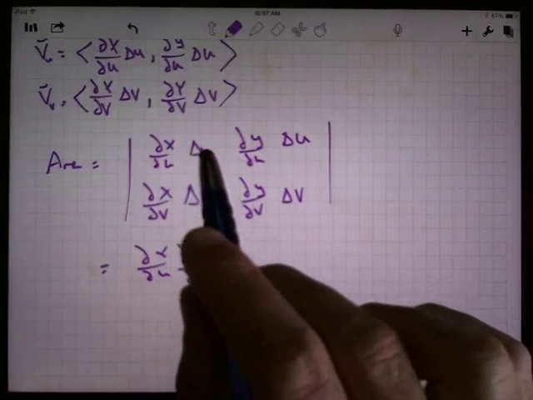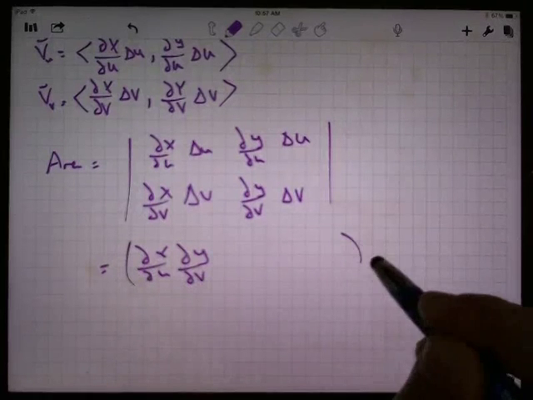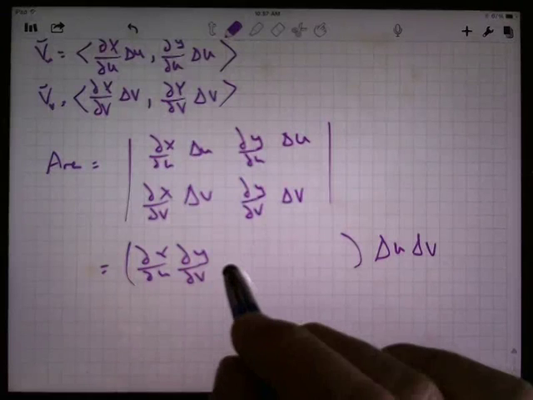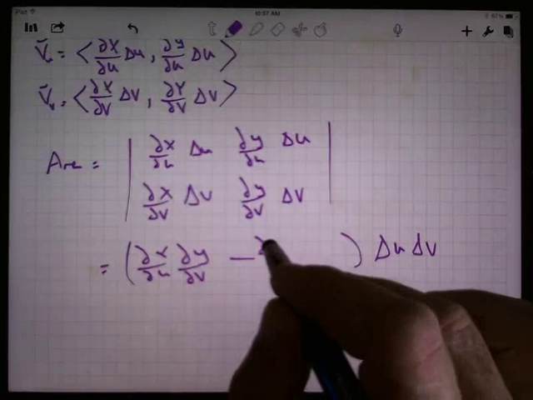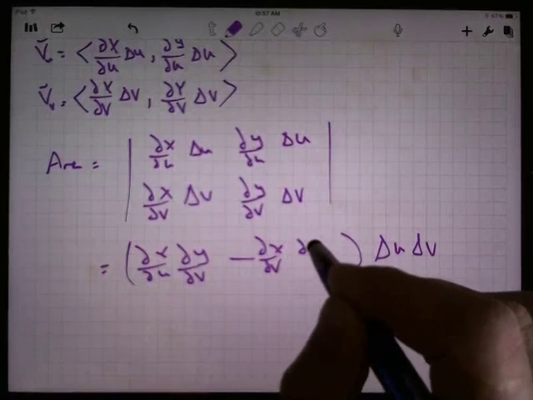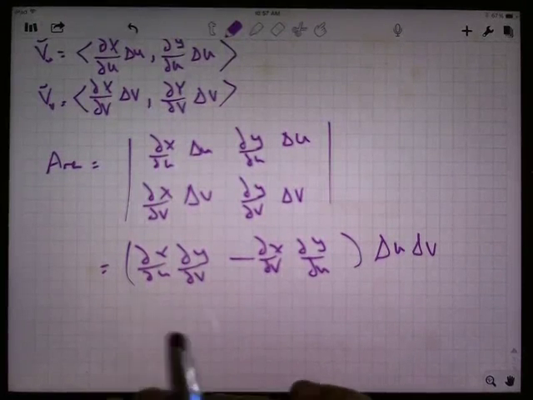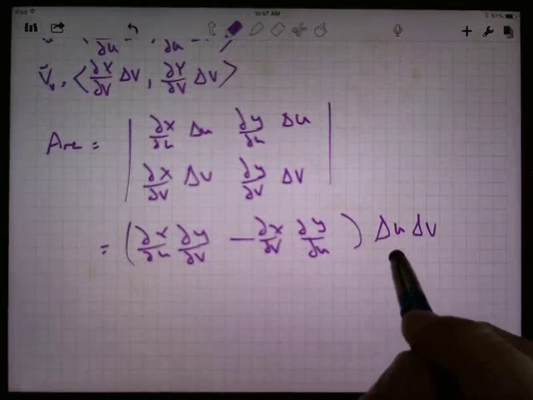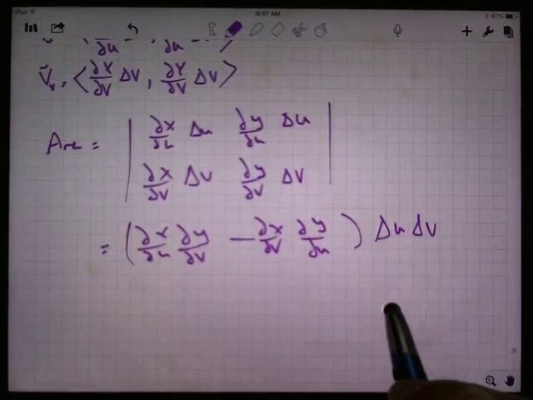I'm going to factor out this delta u, delta v, because it's going to be in both terms. I got it here, I've got it there. So it's going to be a whole thing times delta u, delta v. And then minus partial x, partial v, partial y, partial u. And there we go. Right. That's the area of one of those little things, and if you take the limit as delta u and delta v go to 0, they just turn into du and dv.